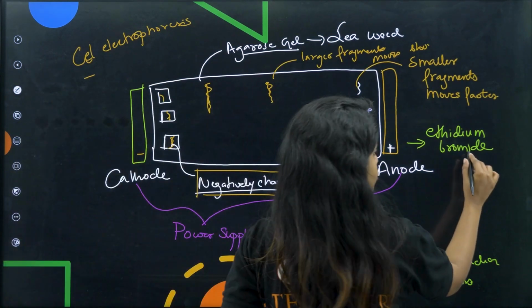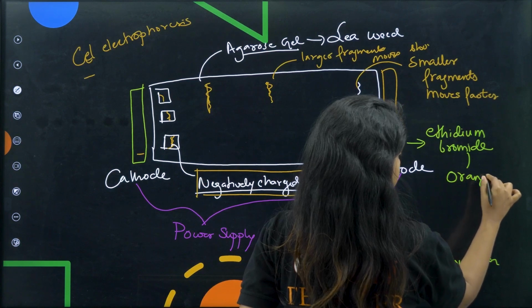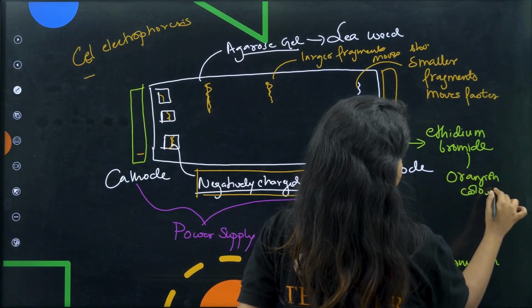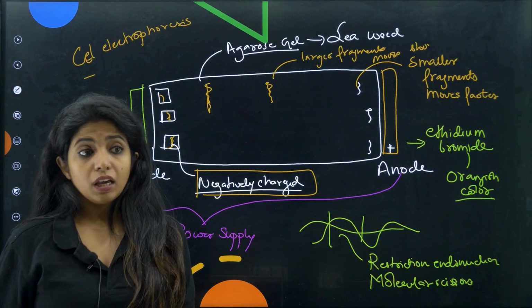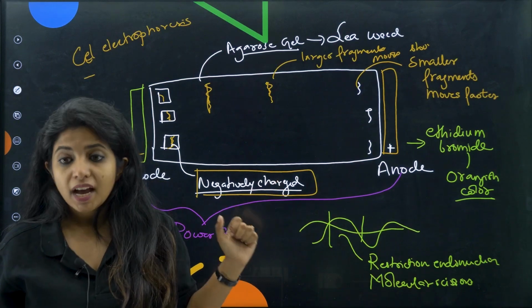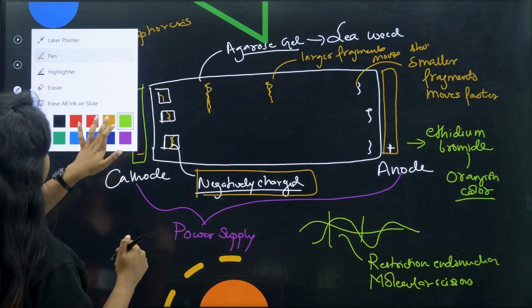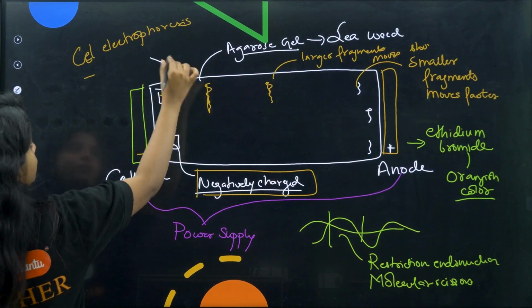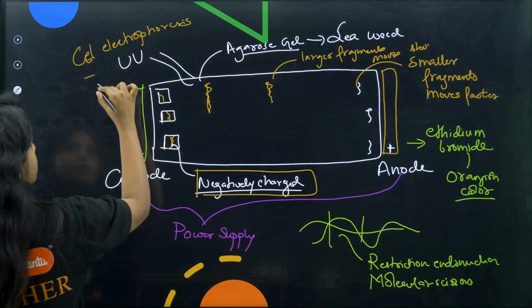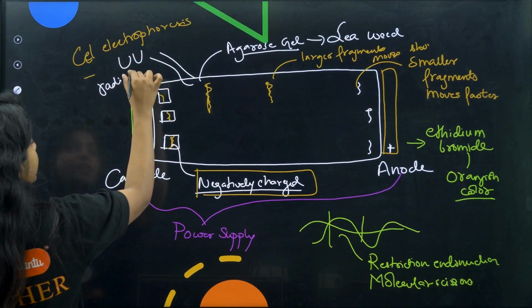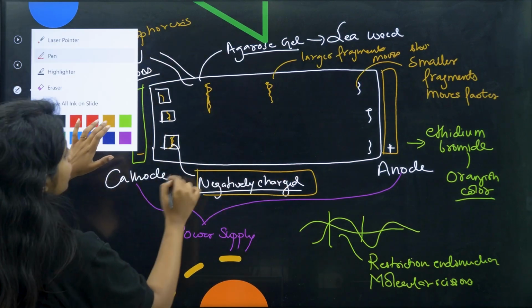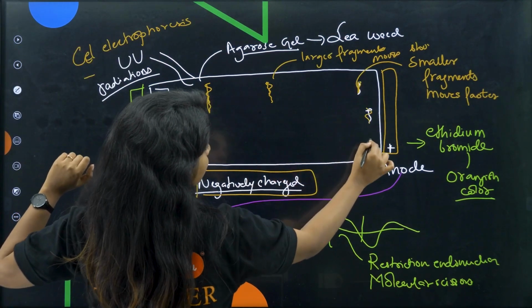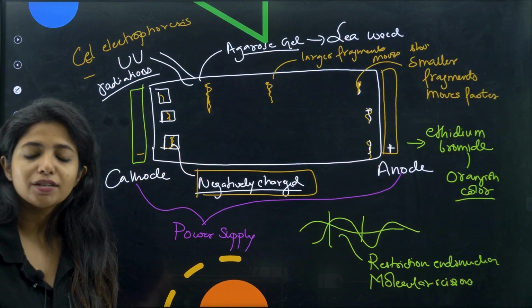But still I cannot see it. Even if I put ethidium bromide, I still cannot see it with the naked eye if natural light is being used. I need a different form of light, which is known as UV radiation. So when UV radiation is applied, this ethidium bromide will give the orange color over here, my dear children.